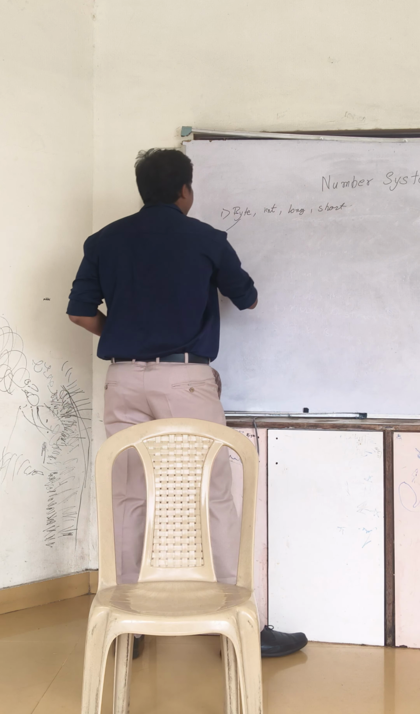For byte, you have one byte which is equal to 8 bits. And then for short, we have 2 bytes which is equal to 16 bits. And for int, we have 4 bytes. And for long, we have 8 bytes. So 8, 16, 32 bits and 64 bits.